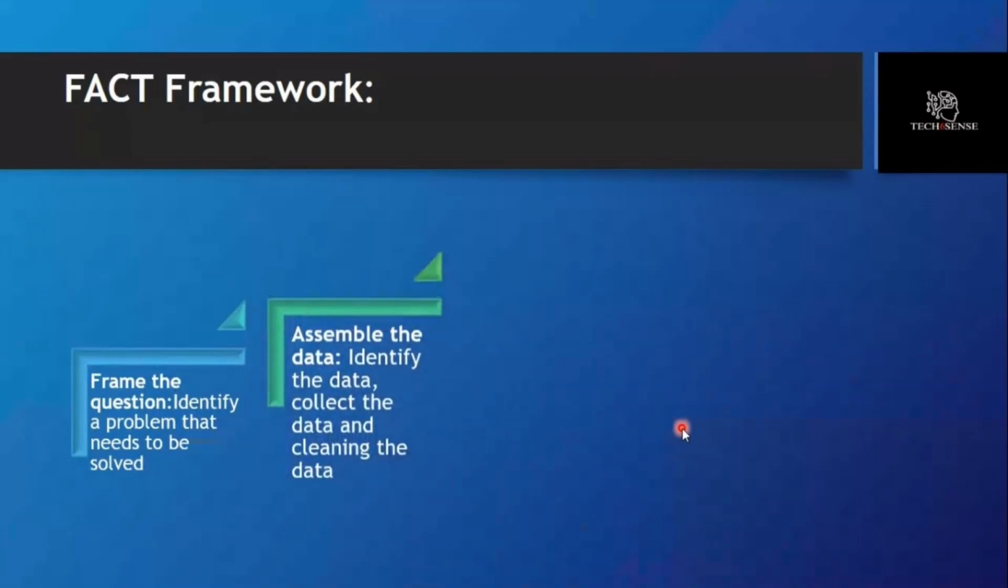Okay, then we have to assemble the data. Right now I believe you already know that data is basically one type of currency. So first we have to collect the data, then we have to clean the data. Here cleaning means that if in your data set there is some noise, some not available values, some unwanted messages, or values that were inserted in an inappropriate way, we have to clean the data.